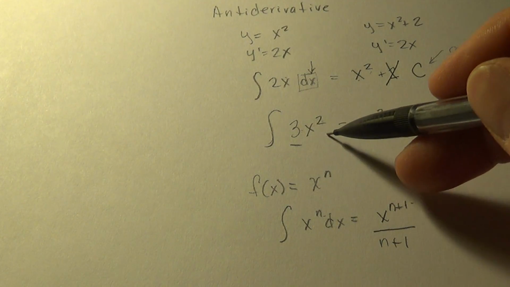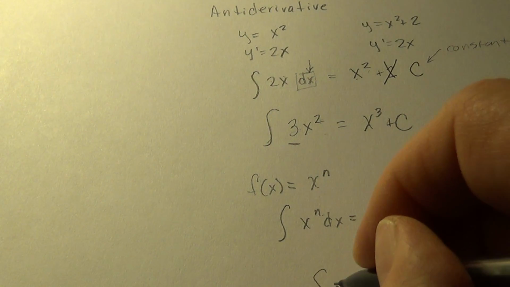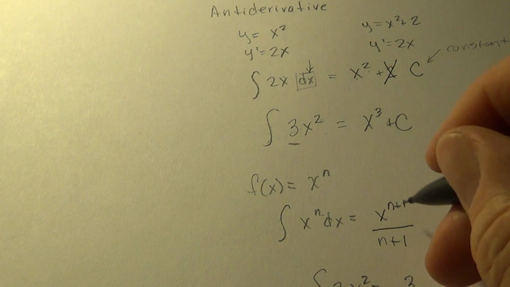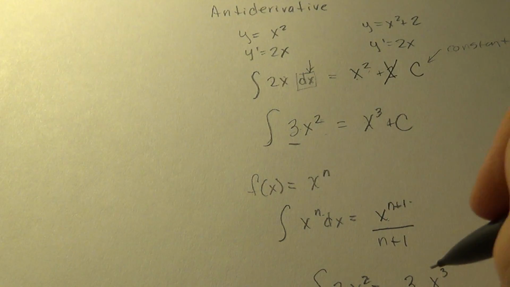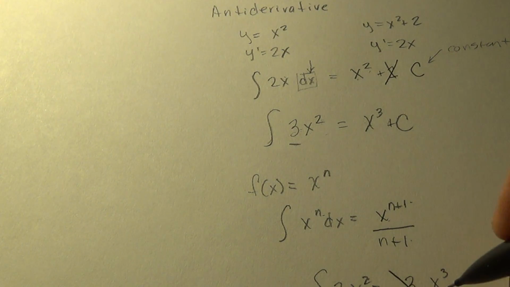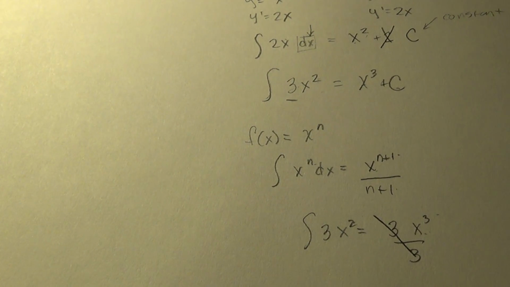Does that work for the integral of 3x squared? Let's see. The integral of 3x squared equals 3 times x to the 3, that's n plus 1, divided by n plus 1. And notice we get back to x to the third, which is the answer. So it did work. The integral of 3x squared is x to the third, which is what we expected. Oops, sorry, I'm out of the screen.